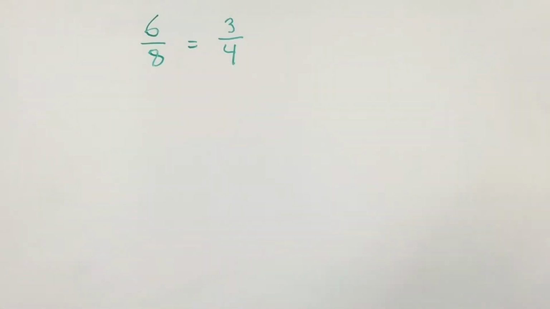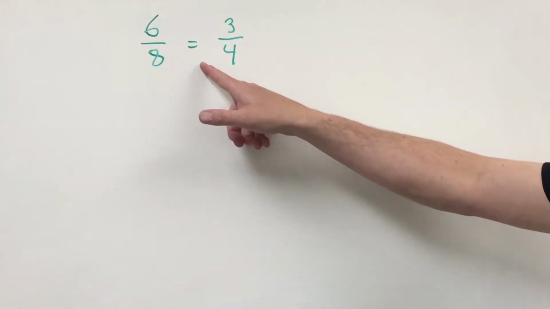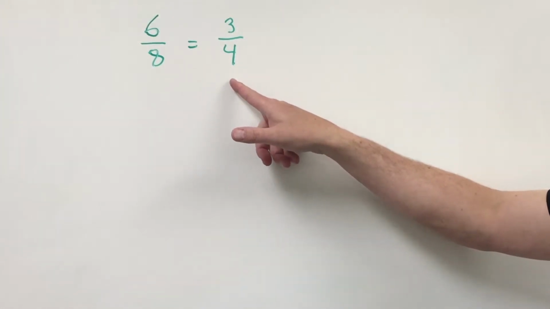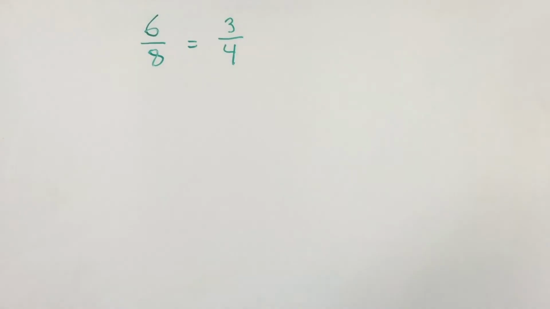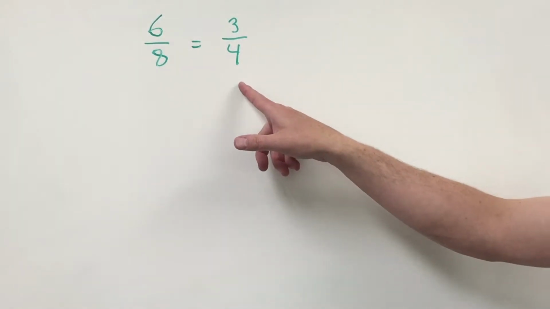Let's review how to reduce or simplify fractions. To simplify a fraction is to rewrite it in its lowest terms. Put another way, we reduce a fraction like 6/8 to an equivalent fraction that can be reduced no further. So what's the procedure for rewriting 6/8 into 3/4?